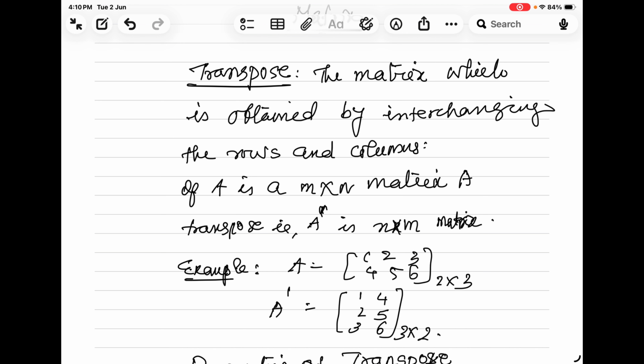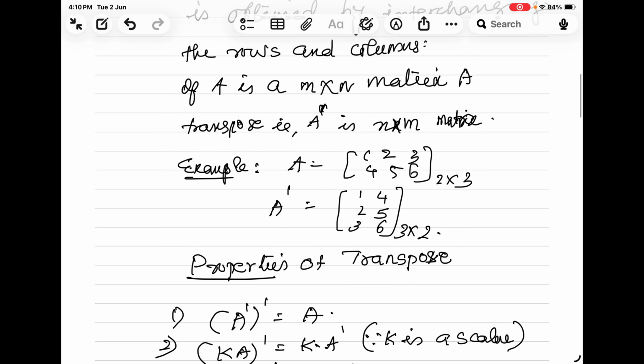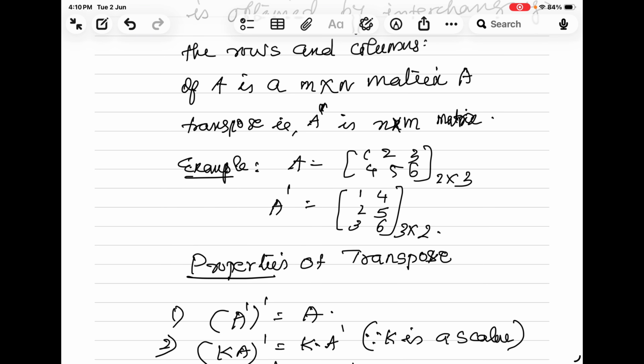Example, A equal to the matrix with first row 1, 2, 3 and next row 4, 5, 6. That is, the order is 2 by 3. Then A transpose is obtained by interchanging the rows and columns. Either you can change the rows as columns, so the rows 1, 2, 3 and 4, 5, 6 become columns, or you can change the columns as rows, that is 1, 4; 2, 5; 3, 6. That is 3 by 2.